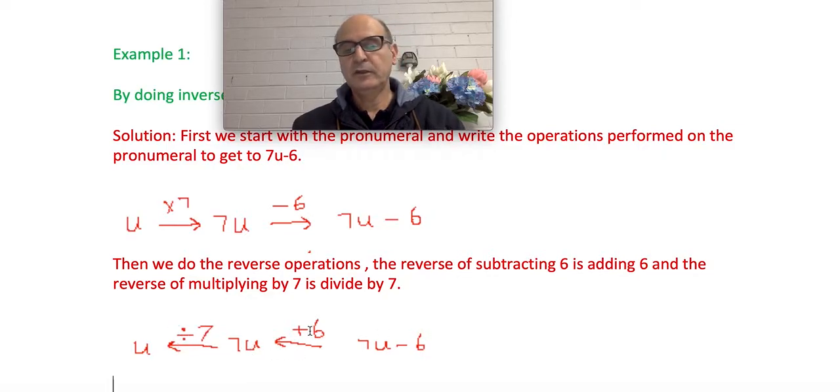You can also do this operation without actually looking at that. Here you can say 7u minus 6. I want to get rid of this minus 6, so to get rid of subtracting 6, add 6. That minus 6 plus 6, they go away, and you end up with 7u. Now I've timed 7 by u. I want to get rid of this 7, but 7 has been timed, so I have to divide by 7 to end up with u.